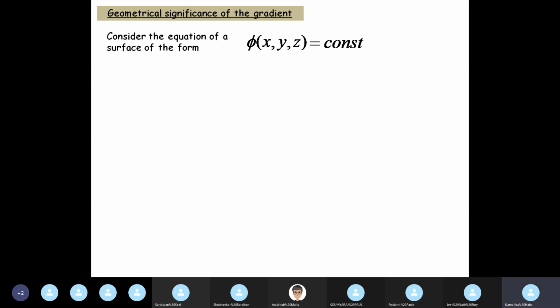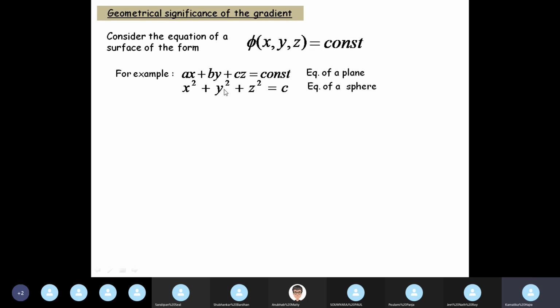How do you think this represents the equation of a surface? For example, ax plus by plus cz equal to constant. So basically phi equal to constant. This is the equation of a plane, all of you know that.